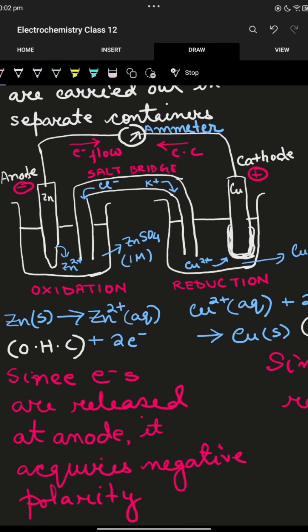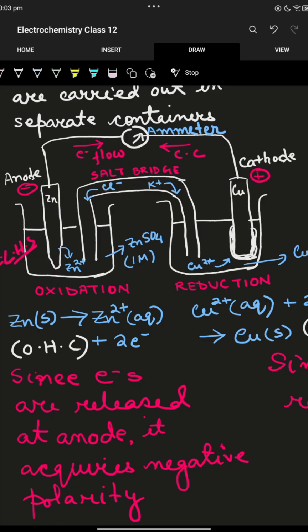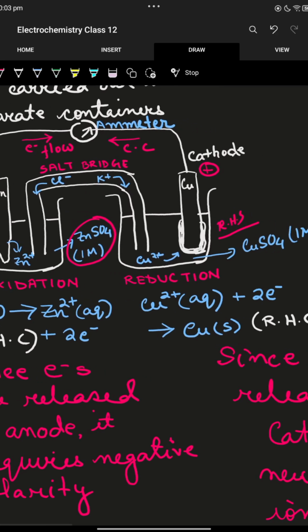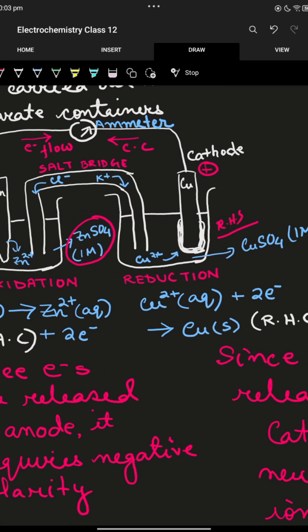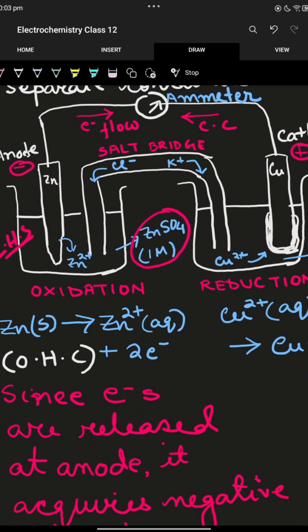Now left hand side, this is your left hand side chamber. So in the left hand side chamber oxidation takes place and in the right hand side chamber reduction takes place. In the left hand side chamber we have a zinc electrode dipped in zinc sulfate solution, and in the right hand side we have copper electrode dipped in copper sulfate solution. Both I have taken, both is 1 molar, so I have written 1 molar for that reason.